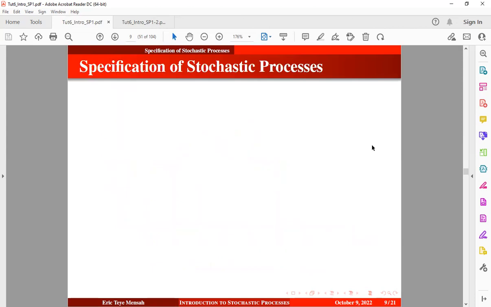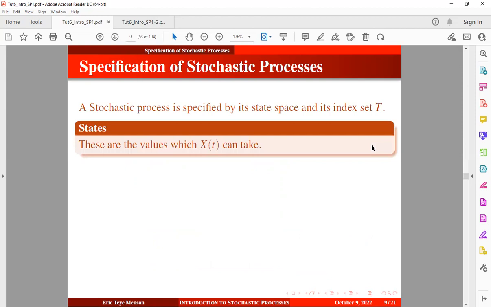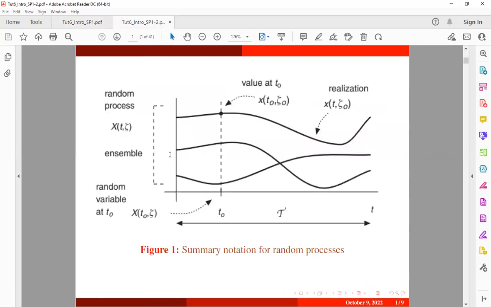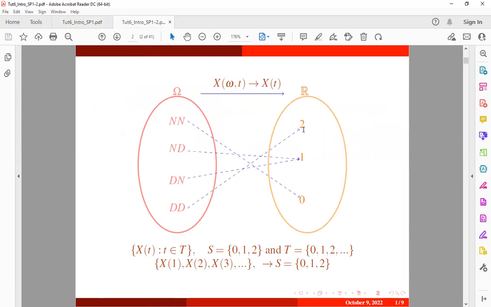Okay, all right, so let's now jump into the second session and take a look at the specification of stochastic processes. A stochastic process is specified by its state space and its index sets. Before we define state space, let's take a look at states. When we talk of states, these are the values which the random process can take. For example, this value here is a state, 2 is a state, 1 is a state, and 0 is a state. The values that the random process can take are the states, okay?